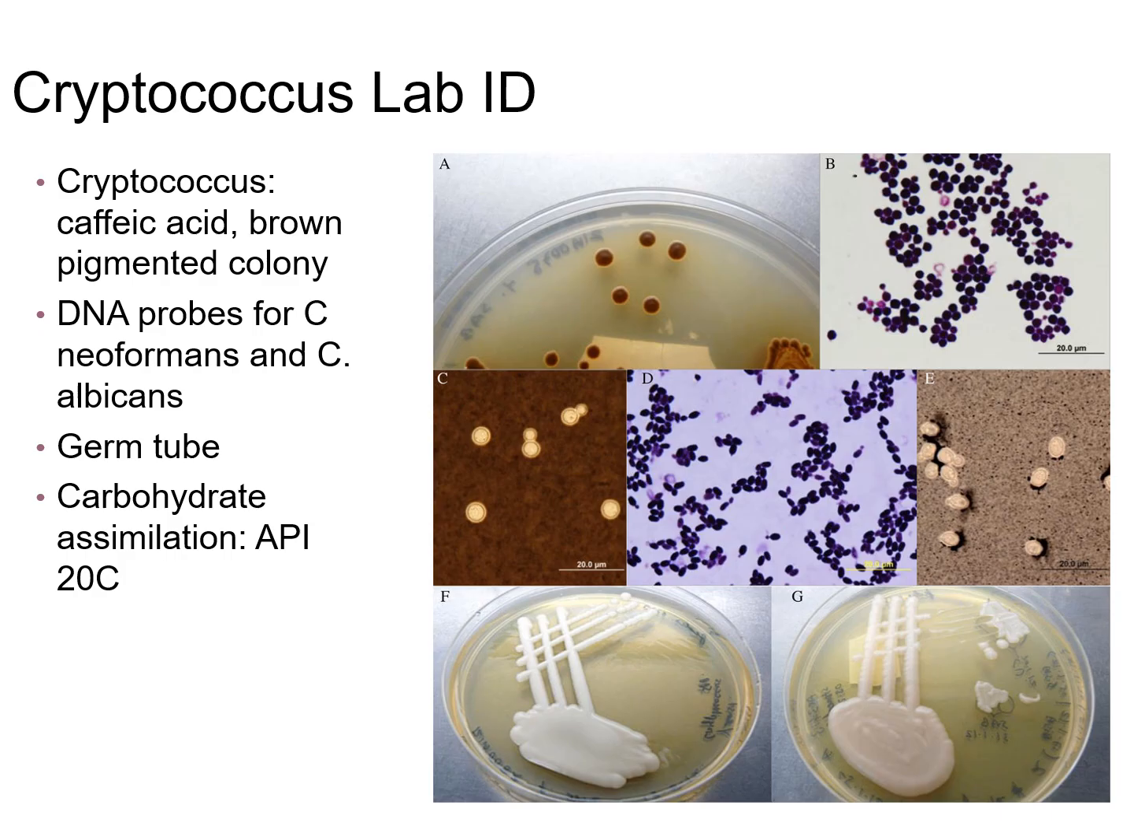DNA probes are available for the rapid and specific identification of Cryptococcus neoformans as well as Candida albicans. The germ tube test is commonly used to identify Candida albicans as it produces characteristic germ tubes within hours of incubation. Additionally, carbohydrate assimilation tests, such as the API-20C system, are used to differentiate and identify yeast species based on their ability to utilize various carbohydrates.